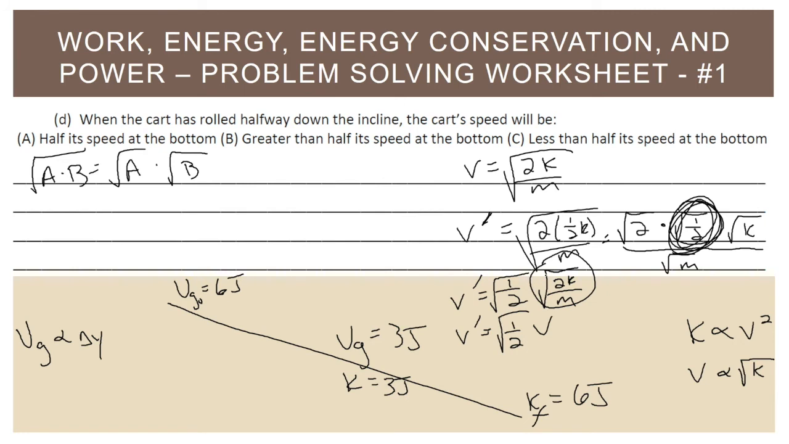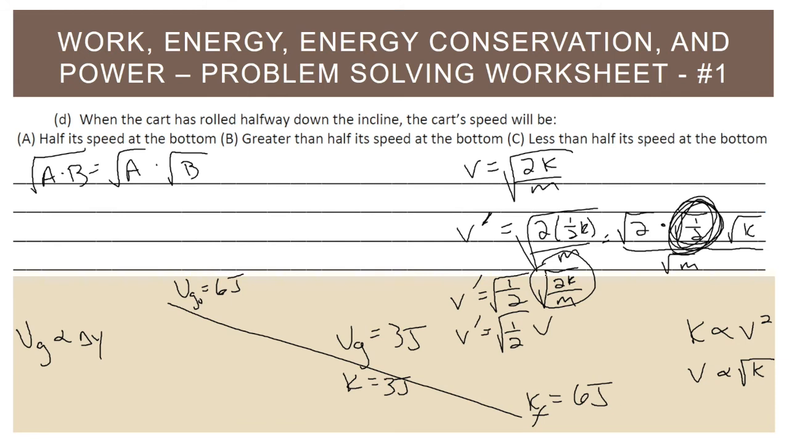So the basic idea here is as follows. When the object goes from the top to the bottom, the total 6 joules of gravitational potential energy is converted to kinetic energy. 6 joules of gravitational potential at the top means 6 joules of kinetic at the bottom. Those are the facts.